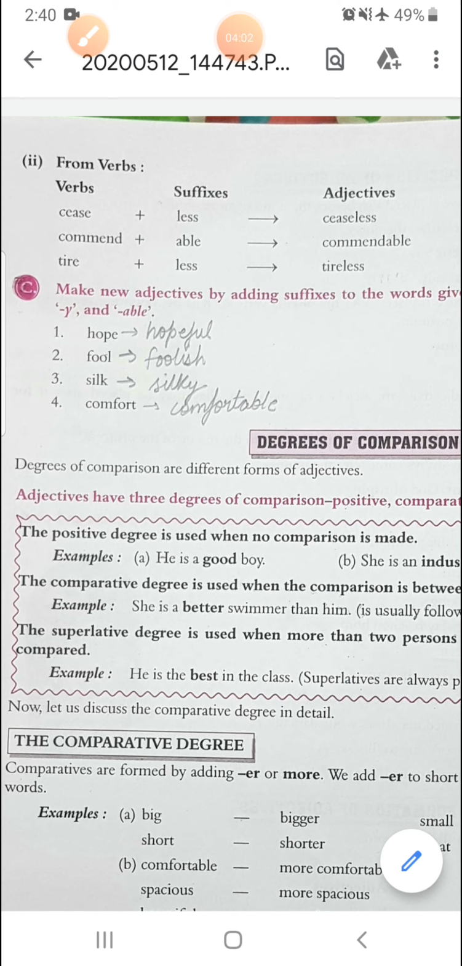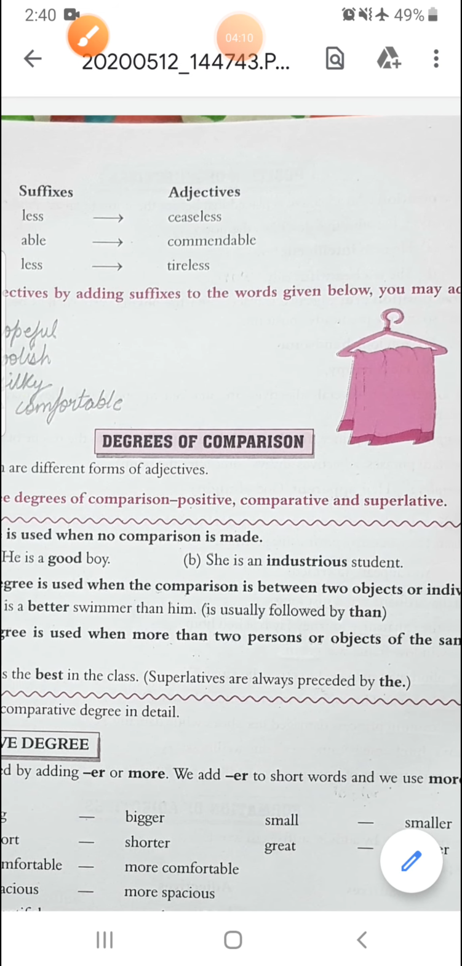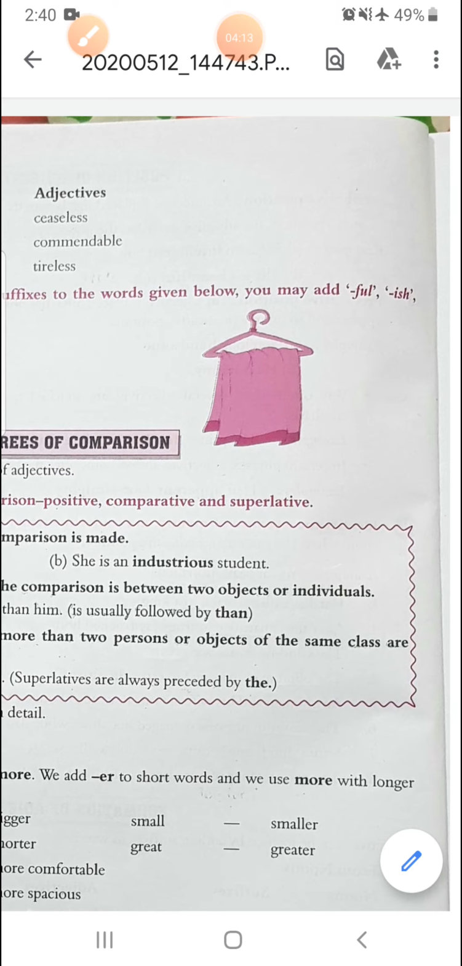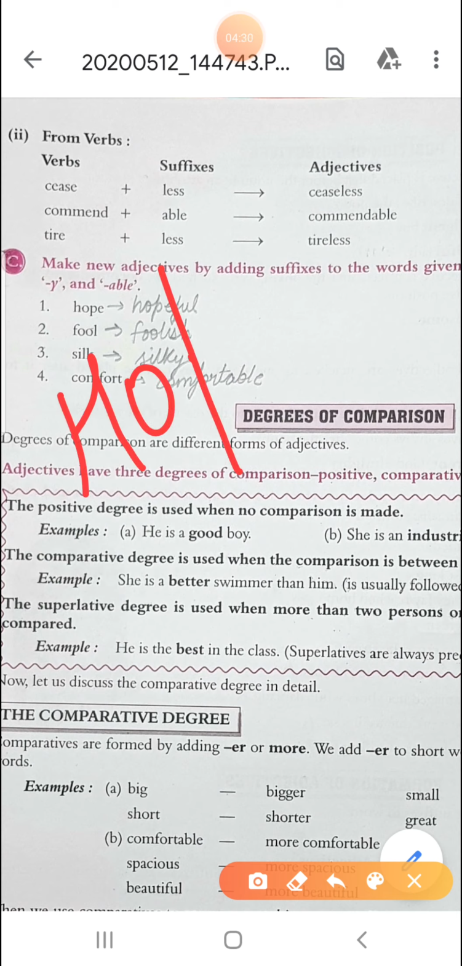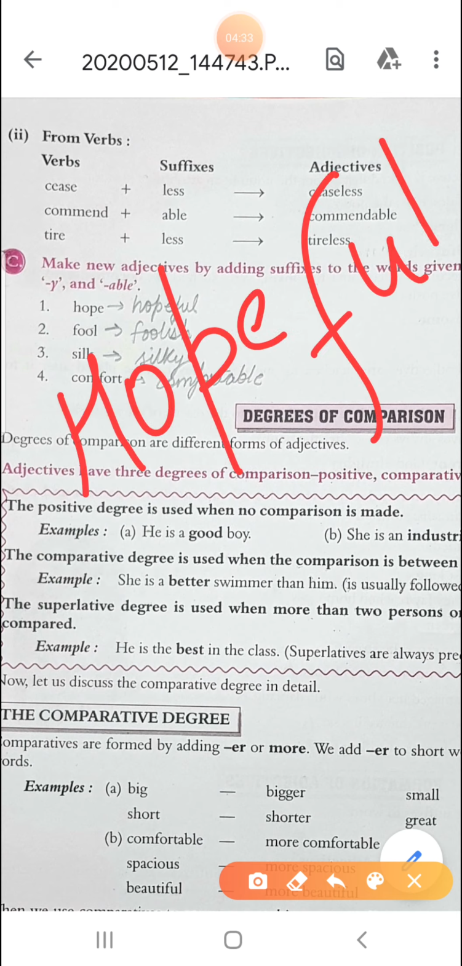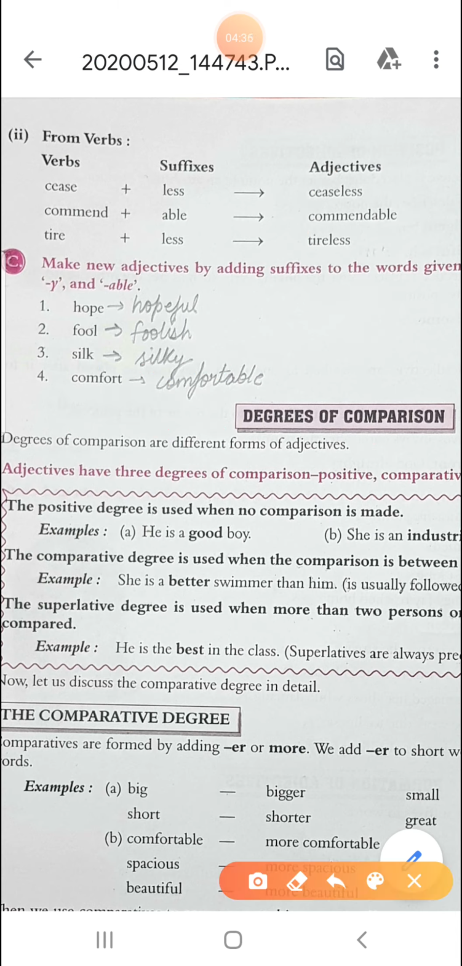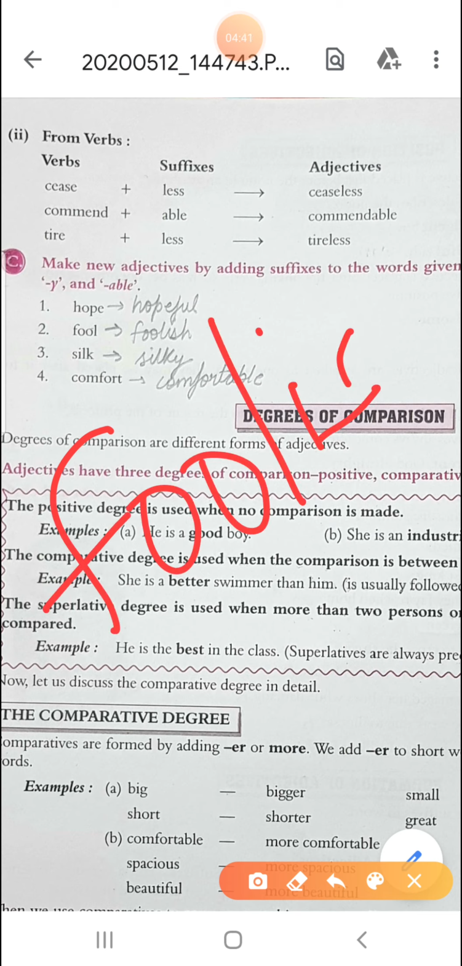Now let's do this exercise C that is given here. Make new adjectives by adding suffixes to the words given below. You may add full, ish, y and able. So you can see here I have added full to hope, it becomes hopeful. I hope it is visible to you. It's hope-full. Then I have added ish to this word fool, it becomes foolish.